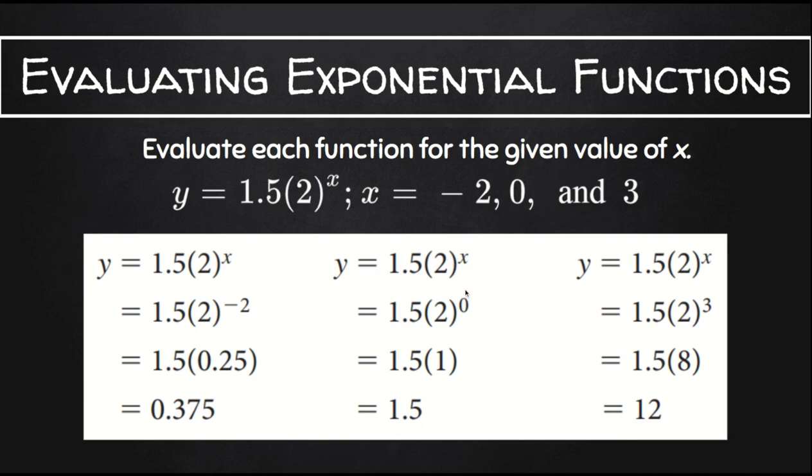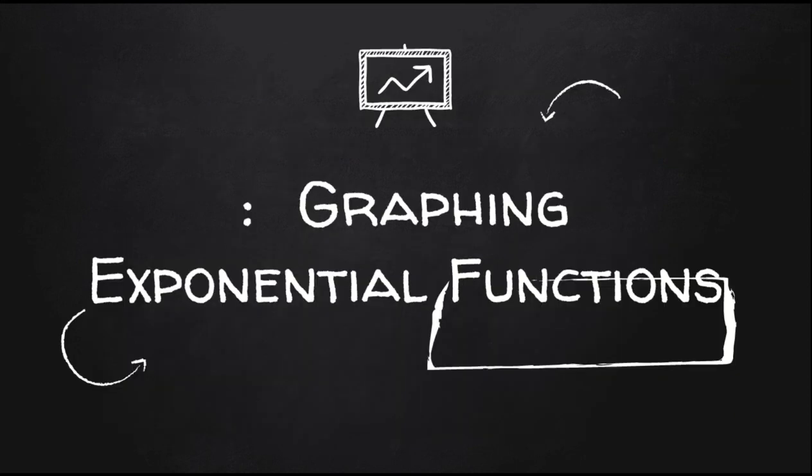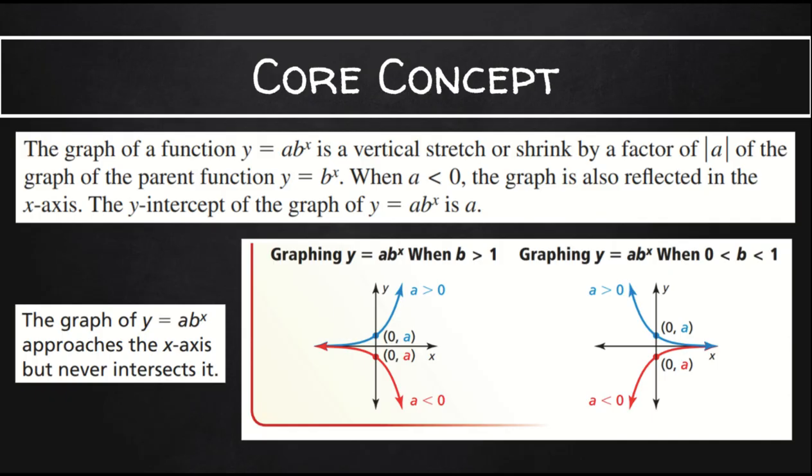Now, I also want to talk to you about how to evaluate something to the 0 power. Here, anything to the 0 power is just 1. So we have 2 to the 0 power, which is just 1. So 1.5 times 1 is 1.5. Now, over here, our x is 3, so we have 2 to the third power, so it's 2 times 2 times 2, which is 8. There we go. We've evaluated them for these 3 different values for x. And you're noticing that our exponent is the x.